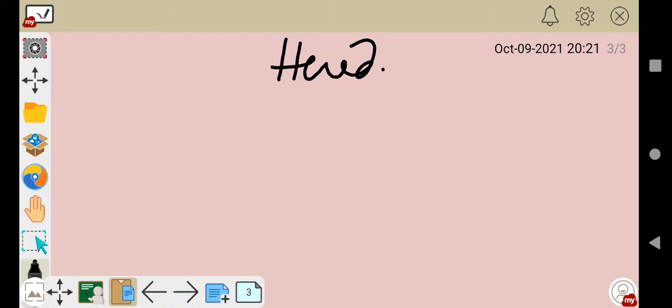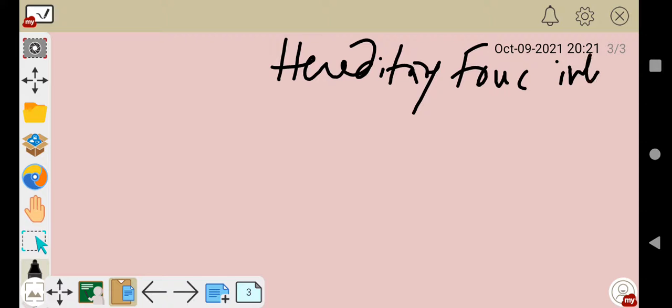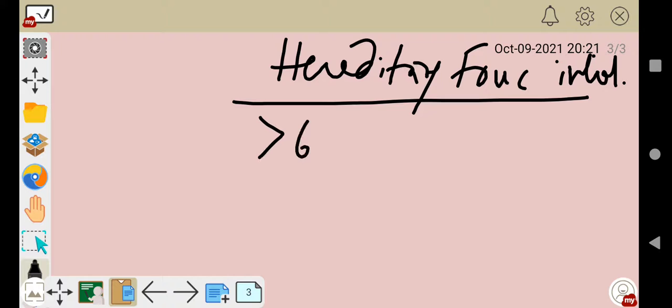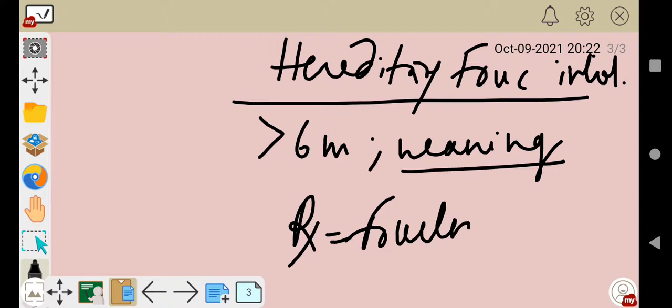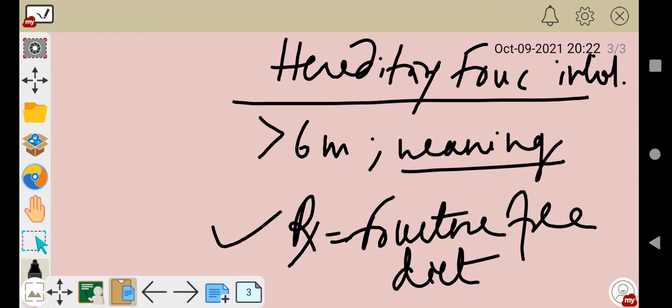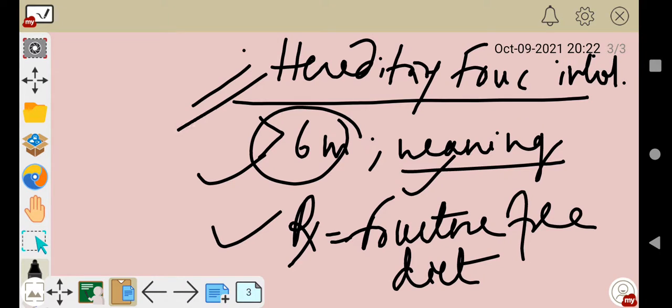Next, we will come to a condition known as hereditary fructose intolerance. So this occurs at more than 6 months, in the weaning period, and there is no cataract. Treatment is a fructose free diet. Remember this: more than 6 months and in the weaning period. This is about hereditary fructose intolerance.